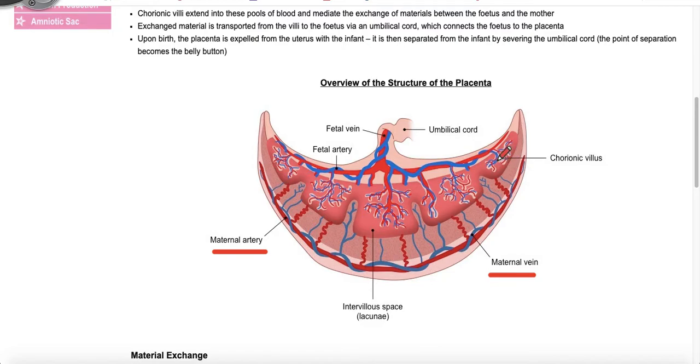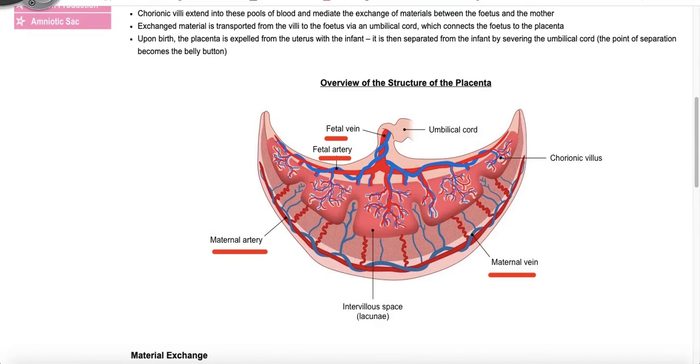So you have these little pools of blood here, and notice how the fetal vein and the fetal artery are also going to connect to the placenta, and they are going to extend their arms into the lacunas as well. So the exchange is going to happen right here within the chorionic villus.